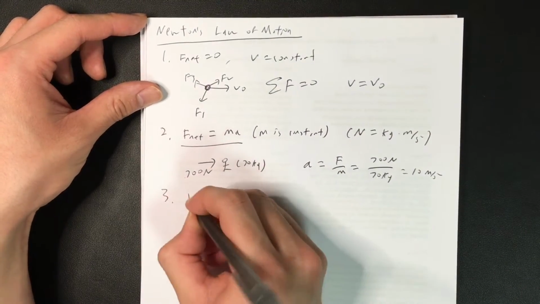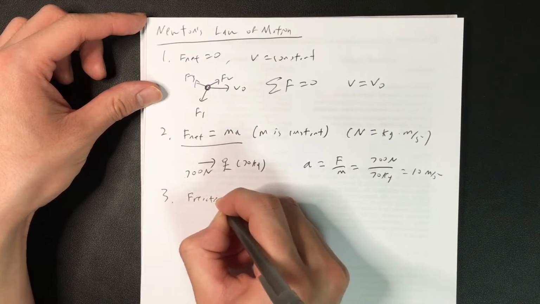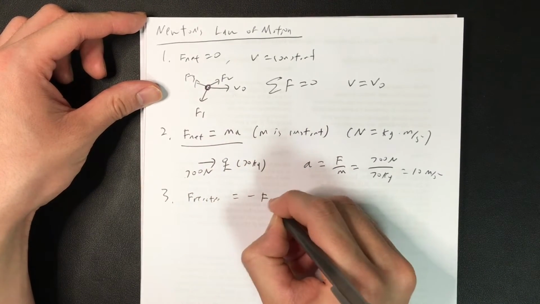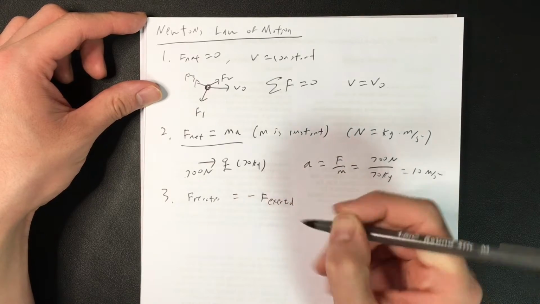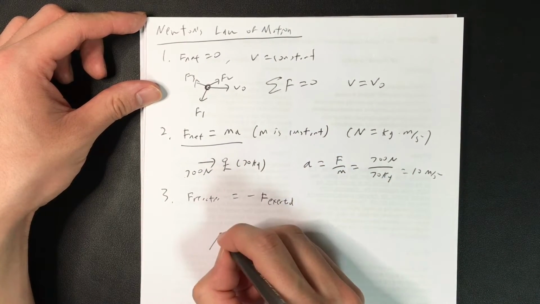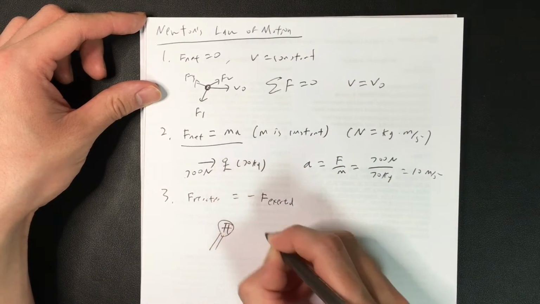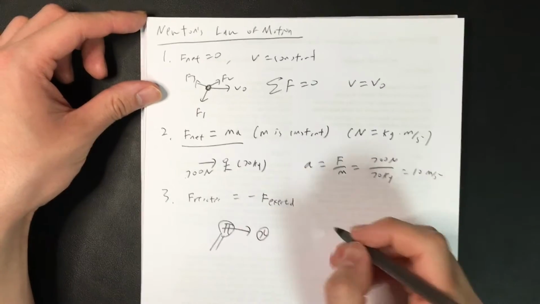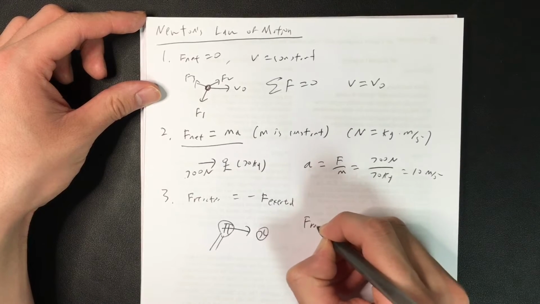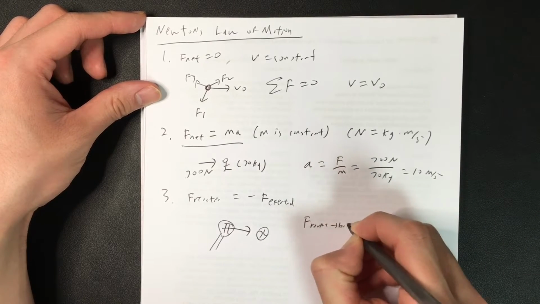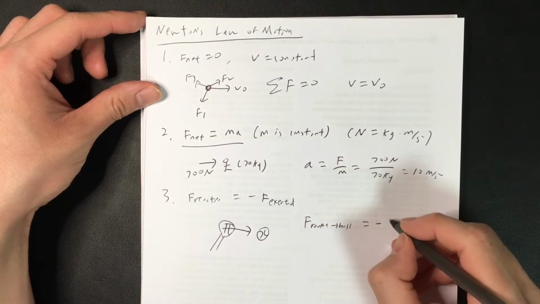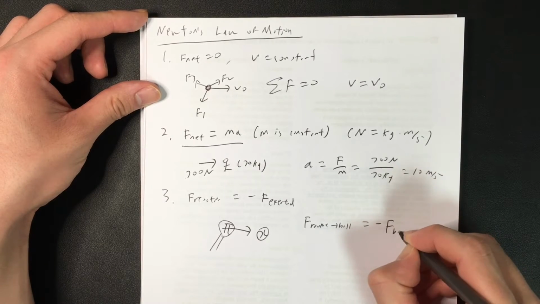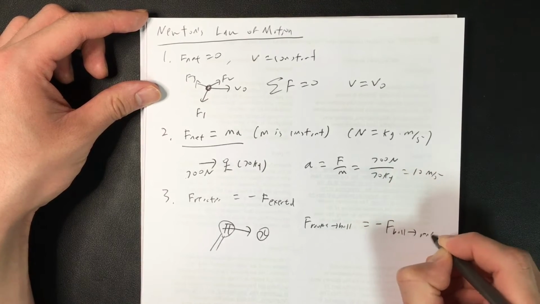The third law is that the reaction force is the opposite of the force exerted. What this means is that, let's say there's a tennis racket, and if I hit the tennis ball with the racket, then the force from the racket to the ball is equal to the negative of the force exerted from the ball to the racket.